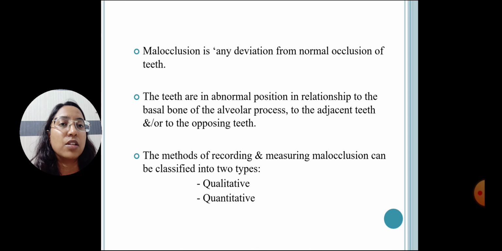So first, malocclusion. It is defined as any deviation from normal occlusion of teeth. So the teeth are in abnormal position in relationship to the basal bone of the alveolar process, to the adjacent teeth, and or to the opposing teeth. So that is intra-arch as well as inter-arch problems. The methods of recording and measuring malocclusion can be classified into two types: qualitative and quantitative.